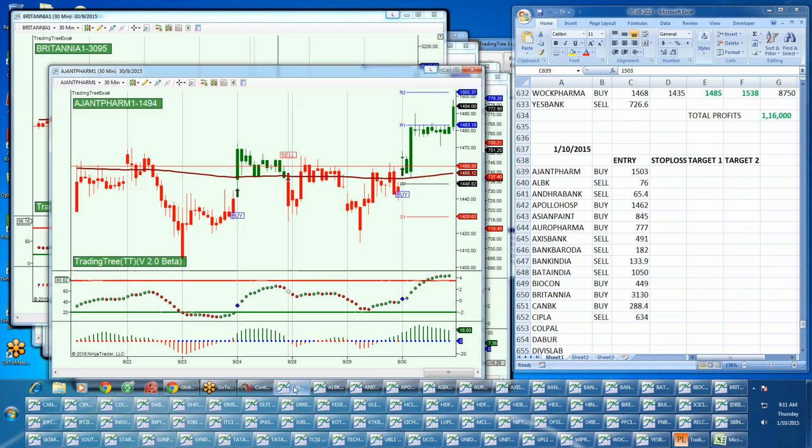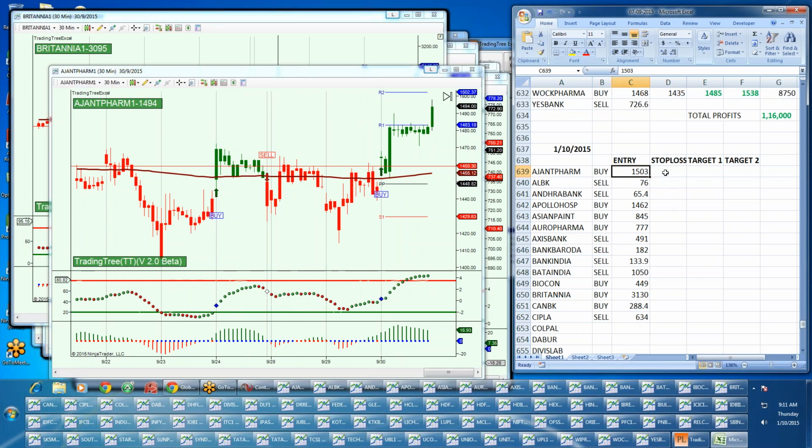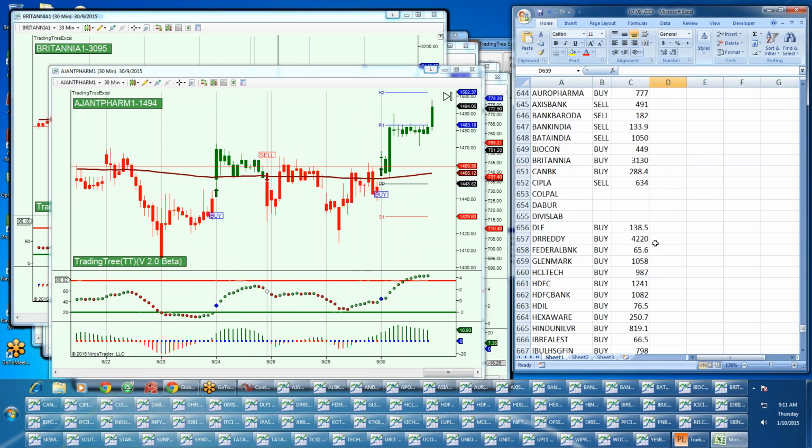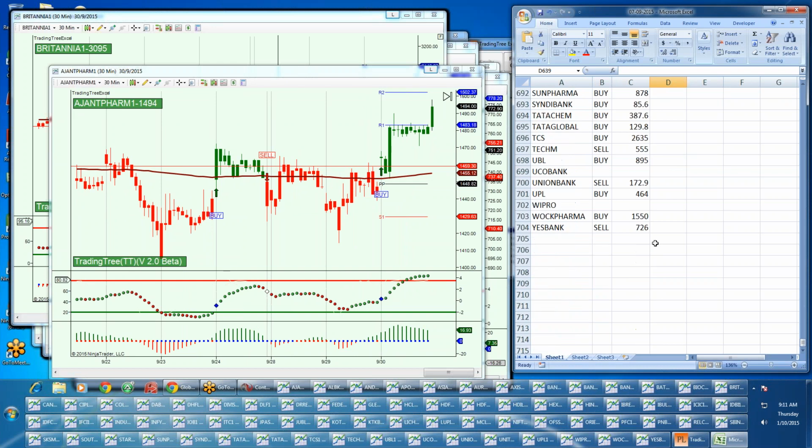So today, what I'm going to do is I'm going to buy Ajanta Pharma at 1503. That will be my buy price. I'll tell you about how to place the prices once you subscribe. As for now, you can just observe how the trades will go on.